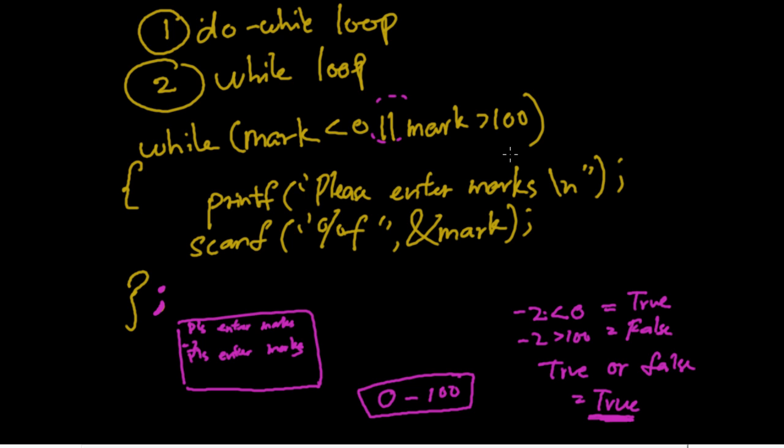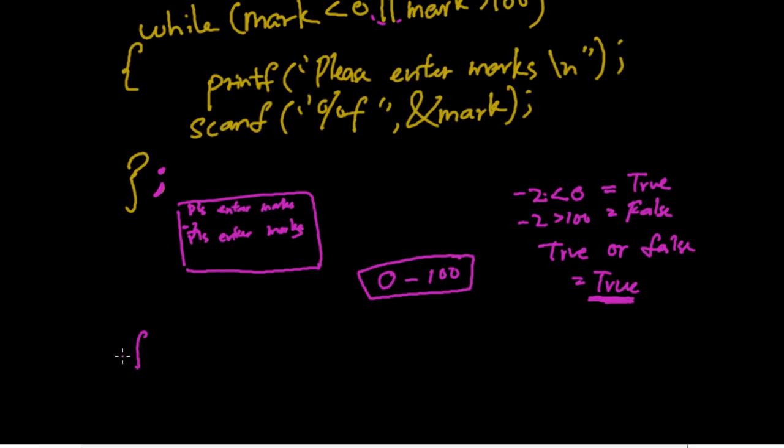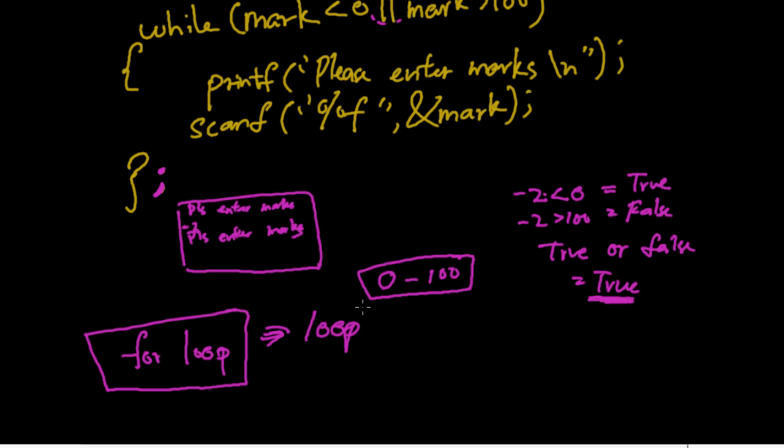Now in the next video, I'll discuss more about for loop. For loop is a bit different from a while loop and a do while loop, but it does the same thing. The function loops back again. This is why we're using it. So I'll see you in the next video.